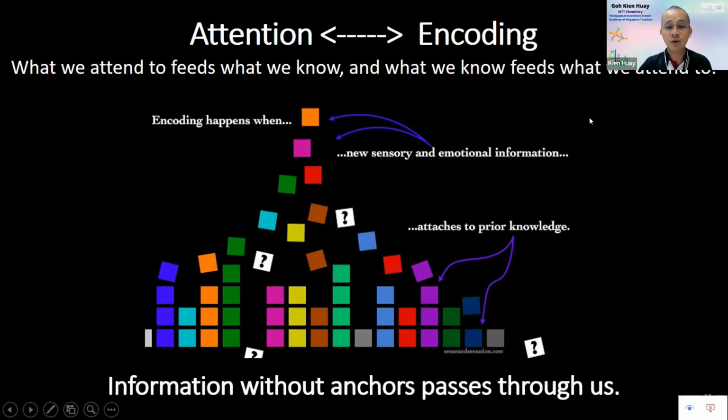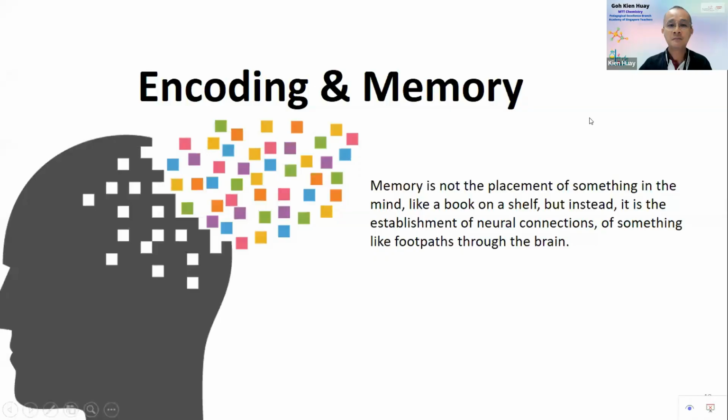Information without an anchor will just pass through us. The anchors that I'm talking about here are senses, emotion, as well as prior knowledge. These are the three things that information needs to be anchored in for it to attach to long-term memory. So remember, memory is not just the placement of something in the mind, okay? It is the establishment of neural connections. Like what I shared with you earlier, the network must be formed in order for the learning to be transferred from the working memory to the long-term memory.